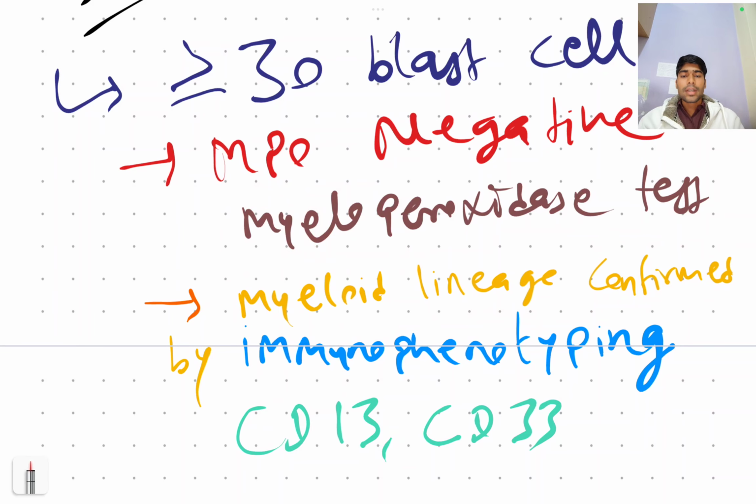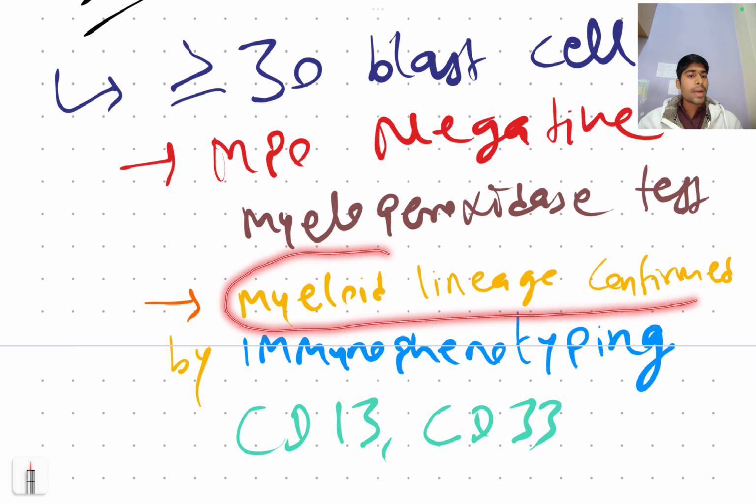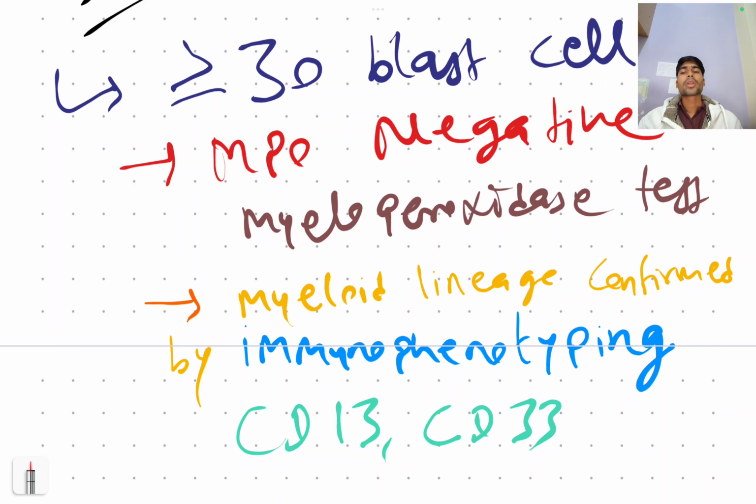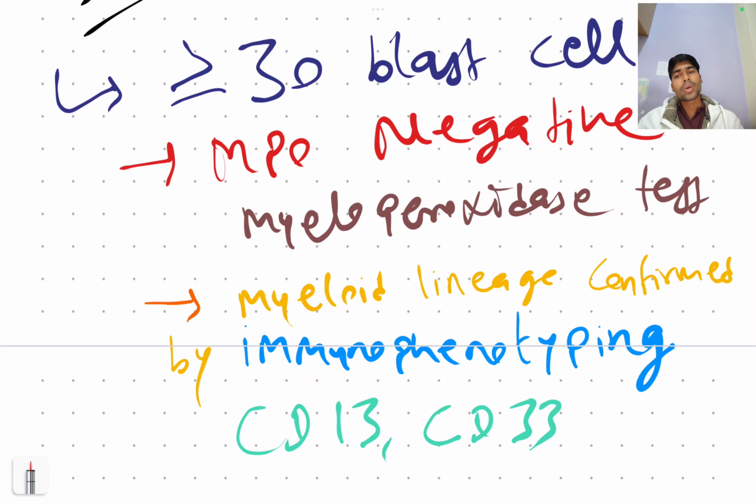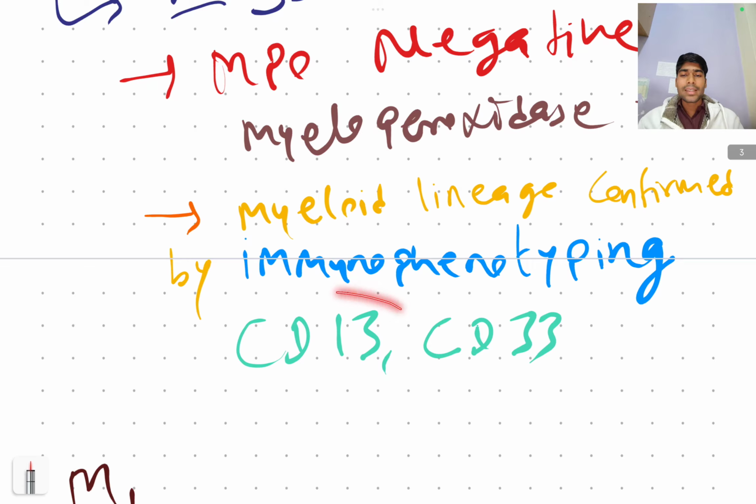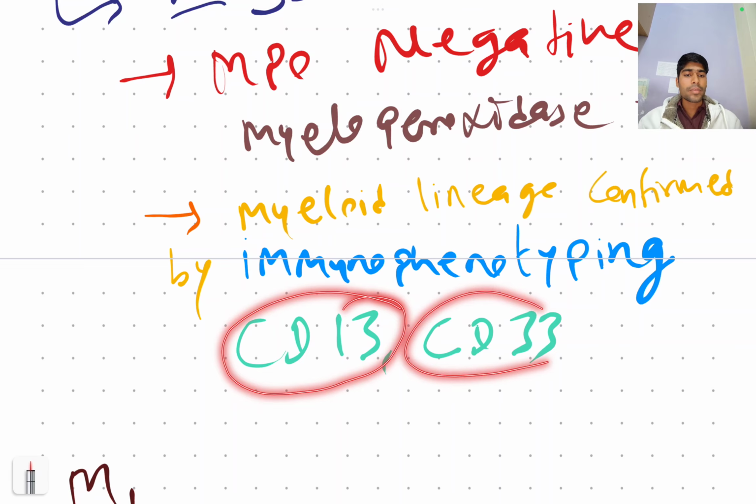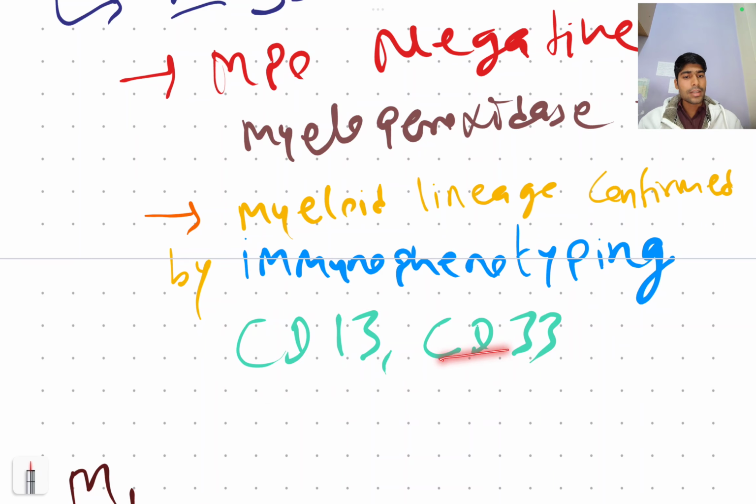Now you can confirm that it is from myeloid lineage because there is no product differentiation. So you need to do immunophenotyping. Without immunophenotyping you can't confirm that this is from the myeloid series. There are cluster of differentiation 13 and cluster of differentiation 33. These two help us to confirm that this is M0.